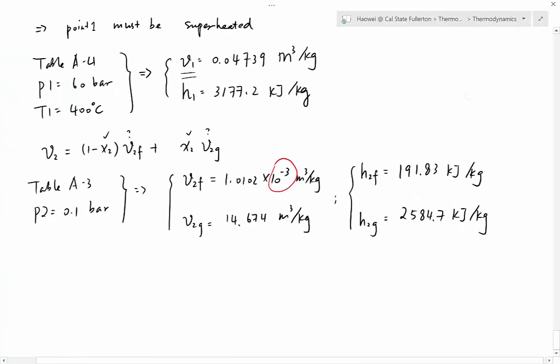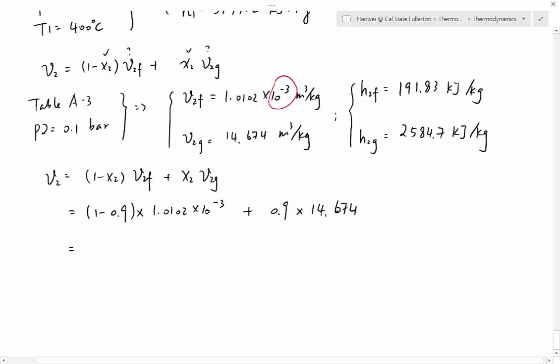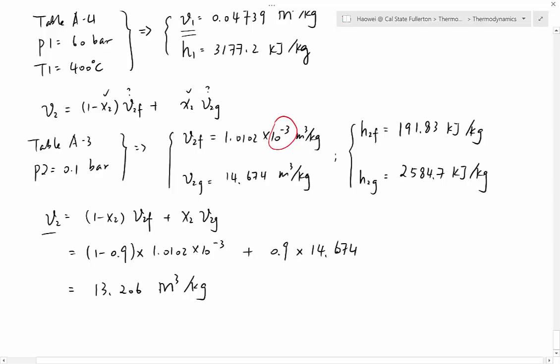Okay, so now we can easily find nu2. Okay, plug and chug. This is the equation for nu2. We have everything. 1 minus 0.9 times nu2F plus 0.9 times nu2G. Everything is in SI unit, so solution for nu2 is 13.206 SI unit meter cubic per kilogram. So now I have nu2.